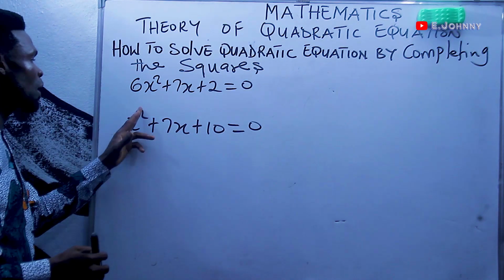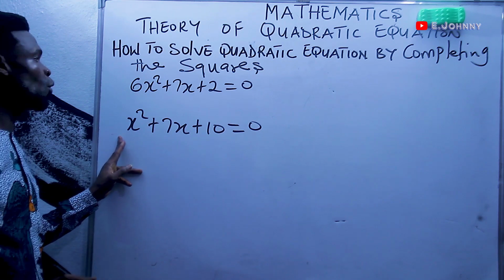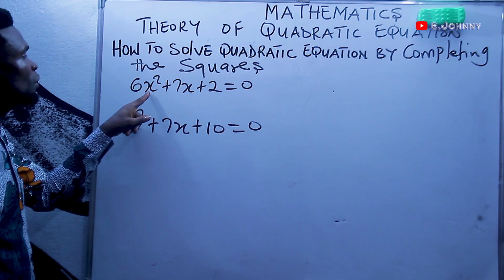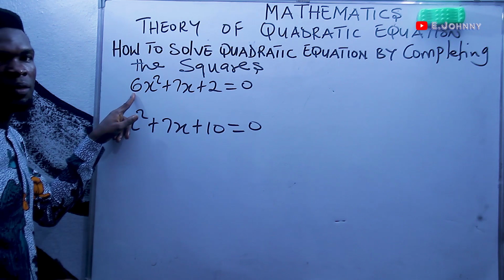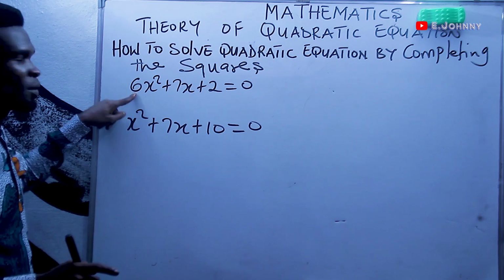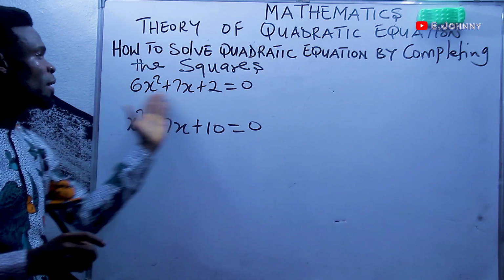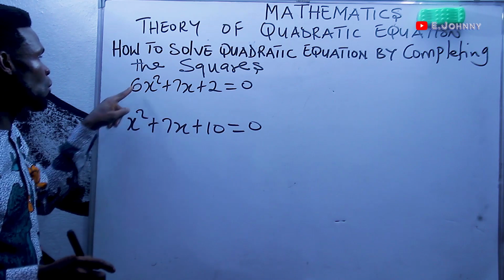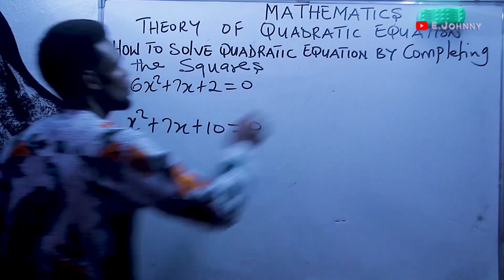Now the coefficient of x squared is 1, no problem. But in the second example, the coefficient of x squared is 6. So what do you do to turn this to 1? It is by dividing through by the coefficient of x squared, which is 6. So let's go there.